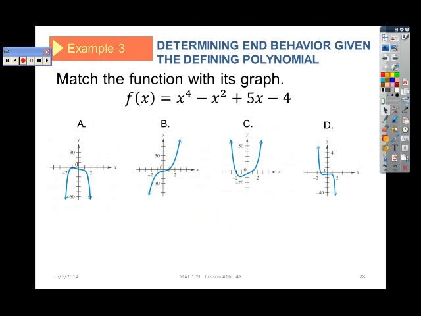Okay, so what that does is one of the first steps in being able to match an equation and a graph. For instance, here is an equation. Here's a function. Without doing any calculations, we can actually determine which one of these graphs is the proper graph for that function. And in this case, all we need to use is end behavior.